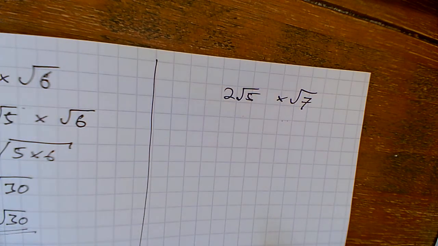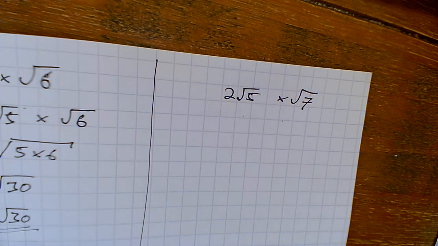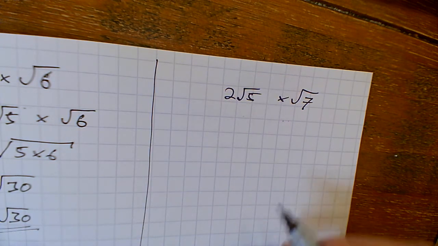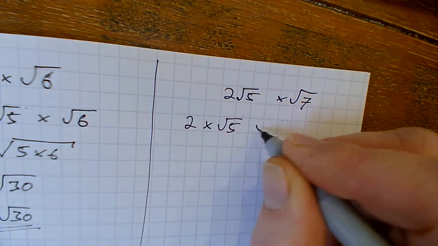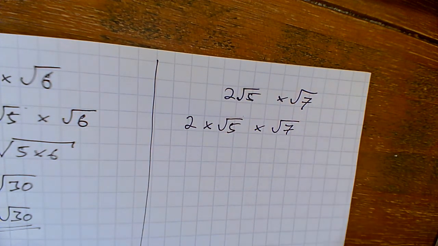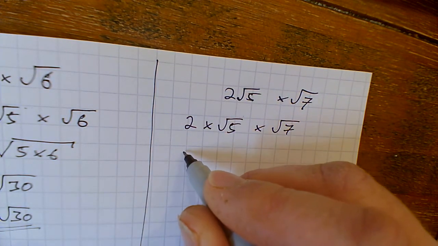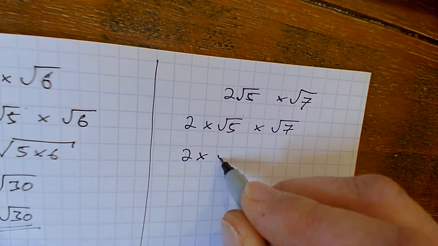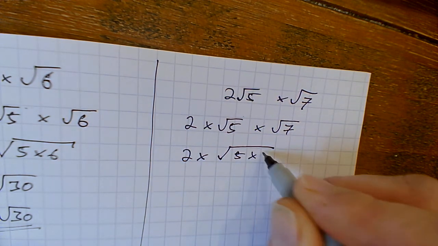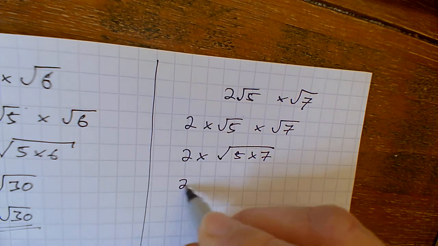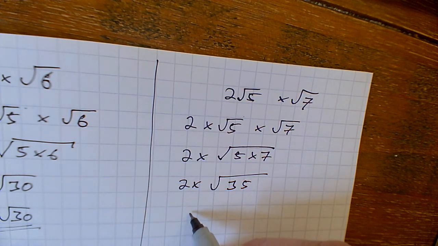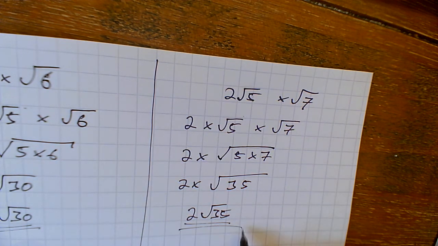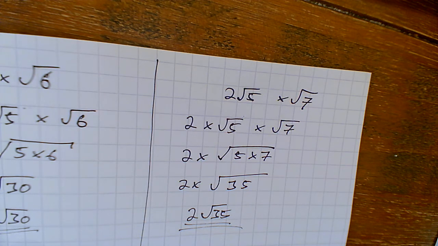Hello there, welcome back. 2 root 5 multiplied by root 7 is the problem that you should have solved. It can be written as 2 multiplied by root 5 and then multiplied by root 7, which can then be written as 2 multiplied by the square root of 5 times 7, which becomes 2 multiplied by the square root of 35, which is 2 root 35. And I think that you would have all got that. Beautiful.